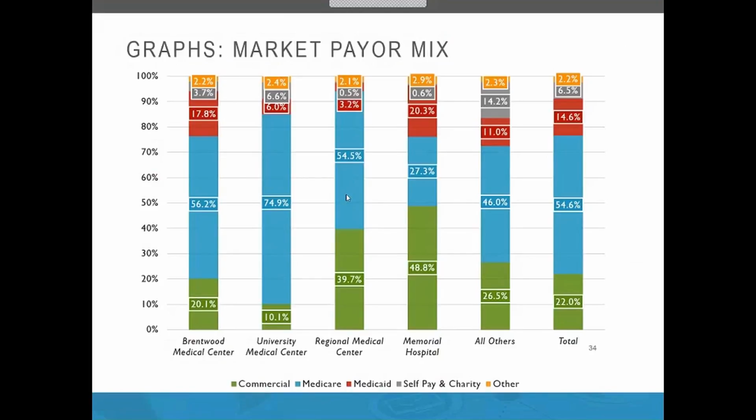Graphs are also great. So here we did payer mix of a service area, and then you can see how your payer mix, these are all fake hospitals, by the way, you can see how your payer mix differs from the market. So in ours, we get a little less commercial, we get a little more Medicare, and a little more Medicaid than the entire market. And we can see that Regional Medical Center and Memorial Hospital are getting more of the commercial patients, and particularly Memorial, less of the Medicare.